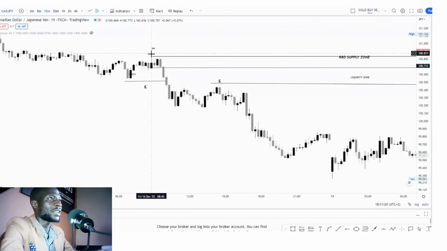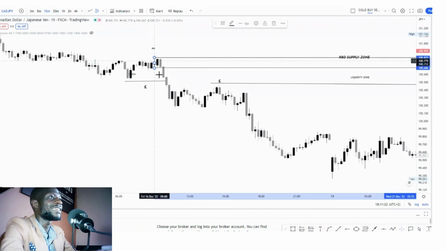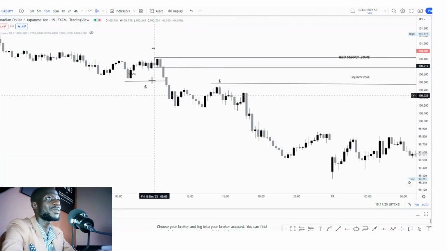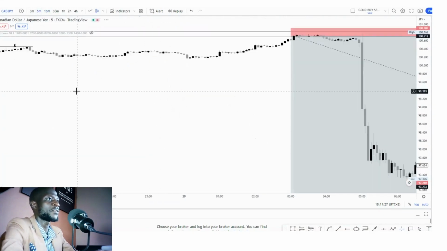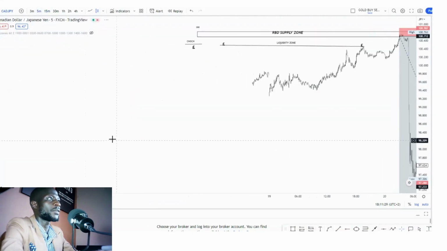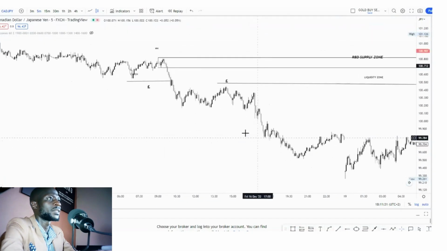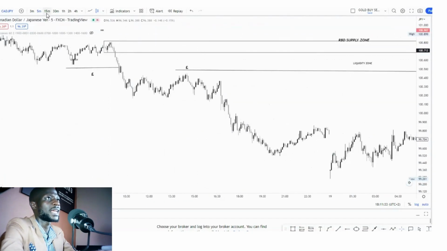You go to the lower time frame and do what? And find your order block. Extremely important. Let's go to the 5 minutes time frame. Right on the 5 minutes time frame, yeah, we have our order block right there.